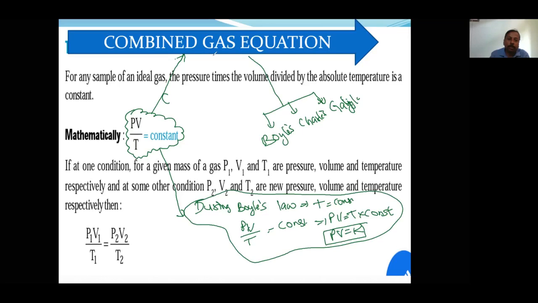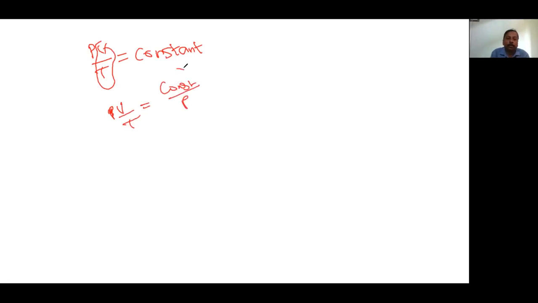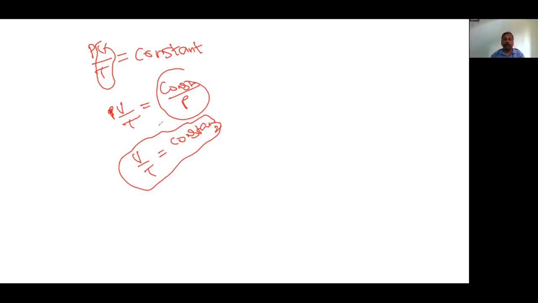For that, let's go to the whiteboard now. In Charles' law, PV by T is equal to constant. For making the relation, we will take only V by T. Then it becomes V by T is equal to constant by pressure. During Charles' law, pressure is also constant, so V by T is equal to a new constant. So Charles' law is also proved. What is Charles' law? V by T is equal to constant.